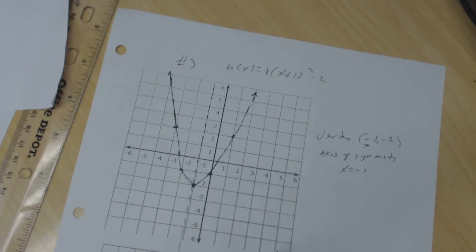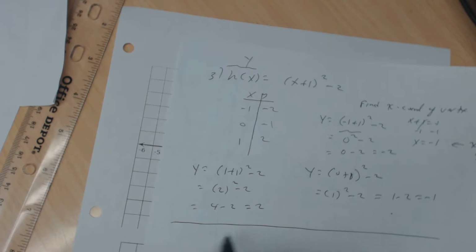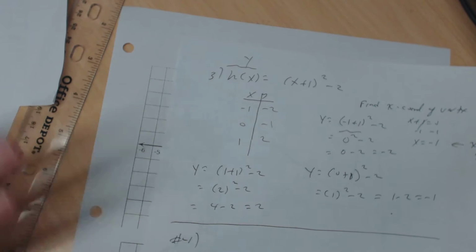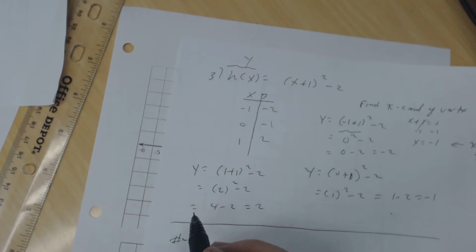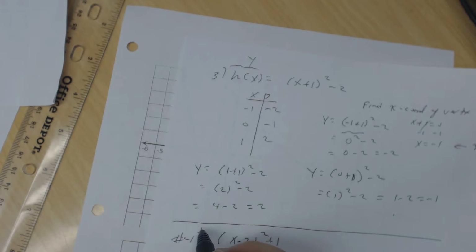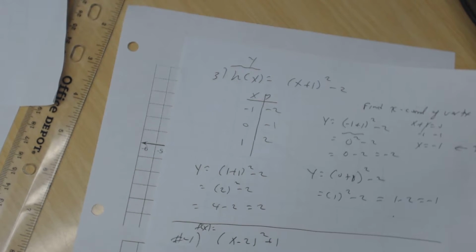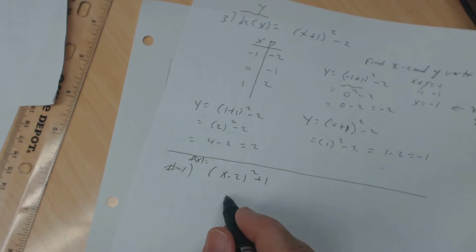Okay? All right, let's look at number 4. Suppose in number 4, we had f of x equal x minus 2 squared plus 1. All right, so let's do a t-table.